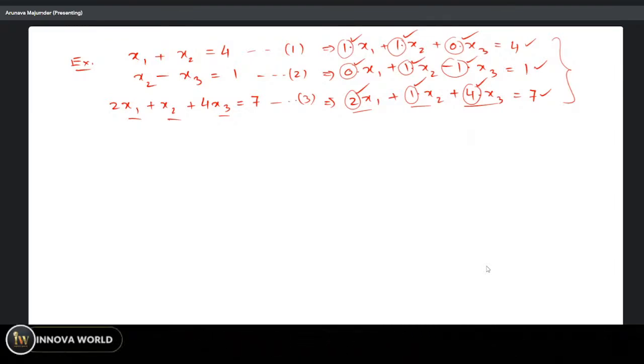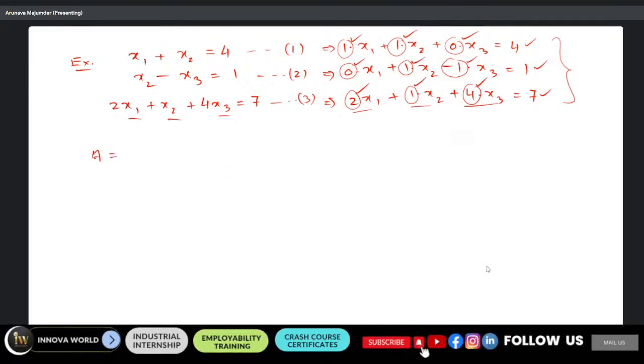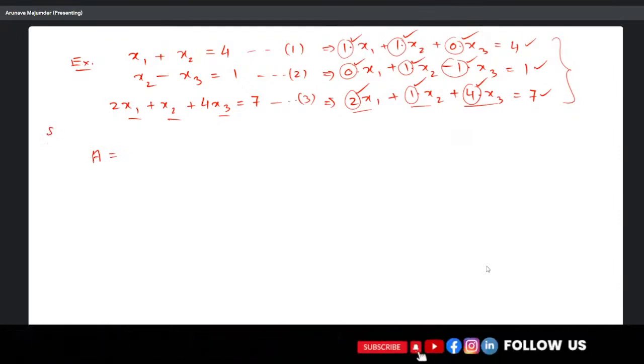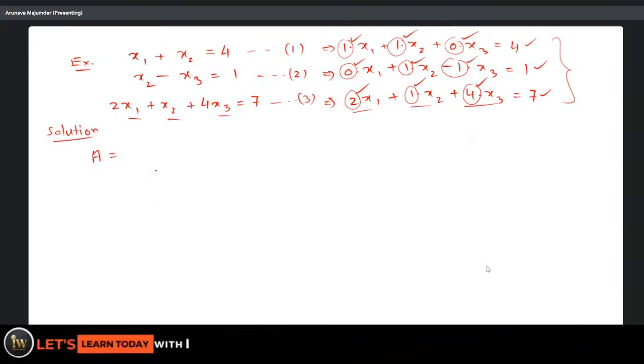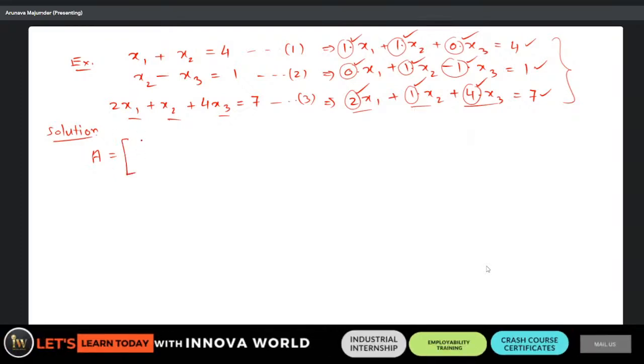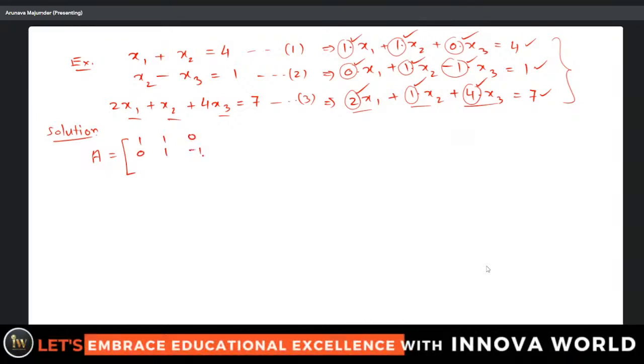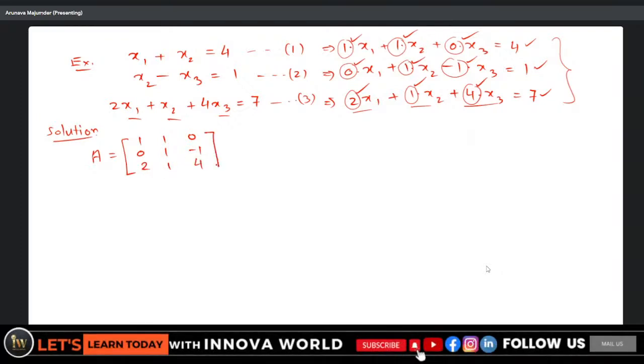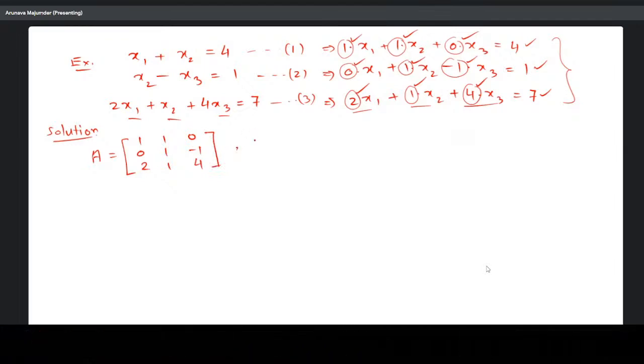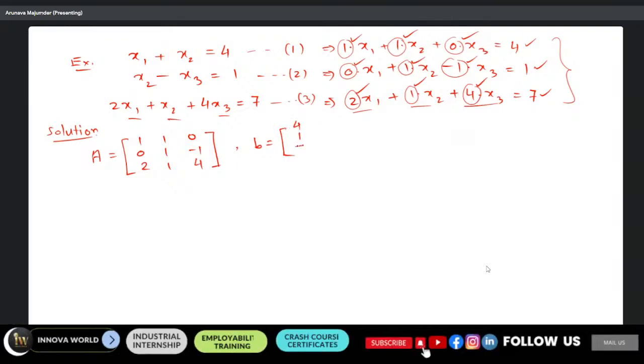So let us first write down the coefficient matrix here. Now I'm going to solve it. Solution: first find out the coefficient matrix. So what is the coefficient matrix? 1, 1, 0, 0, 1, minus 1, 2, 1, 4. This is the coefficient matrix. Then we will write down the B matrix, that is the right hand side, 4, 1, 7.